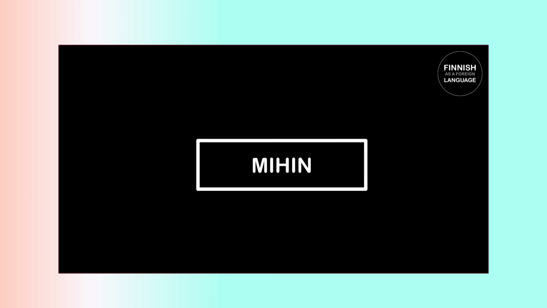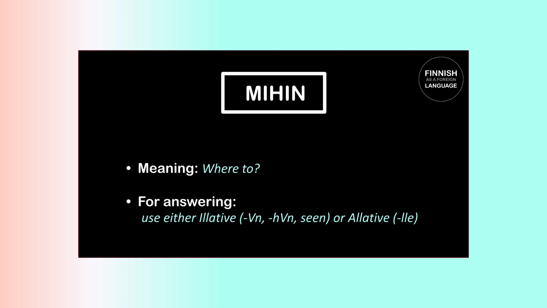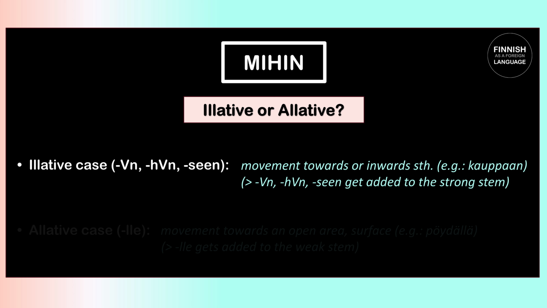Now let's carry on with chapter 4, Mihin. Mihin means where to and is the illative case of mikä. In order to answer to a mihin question, we have to decide either between the illative case or the allative case. Now, how do we know which one of these two cases we have to use? We use the illative case when we want to describe a movement towards or inwards something. For example, minä menen kauppaan.